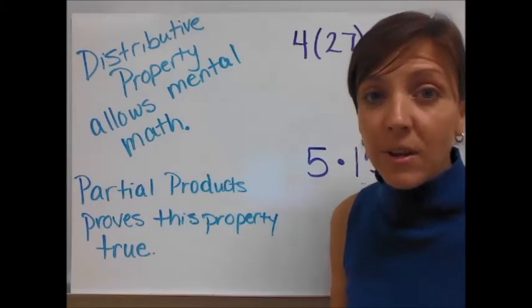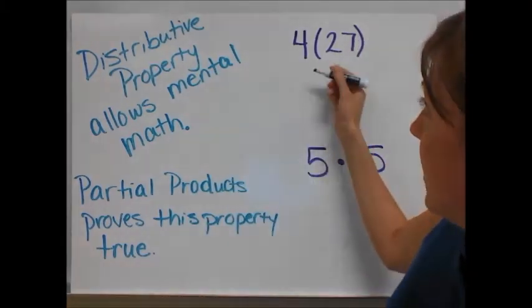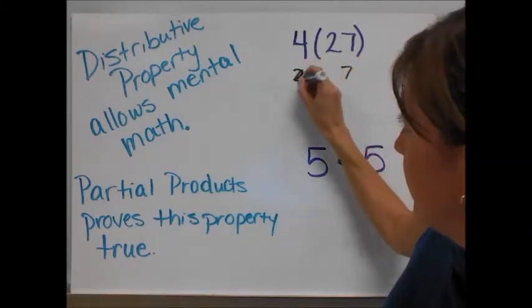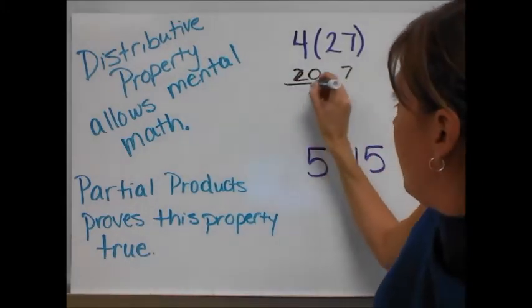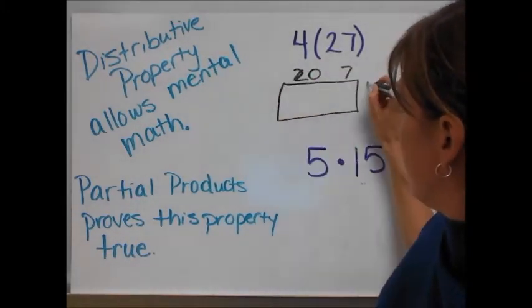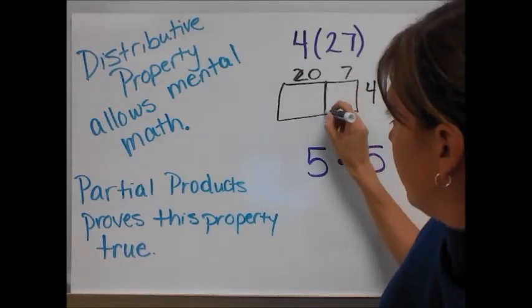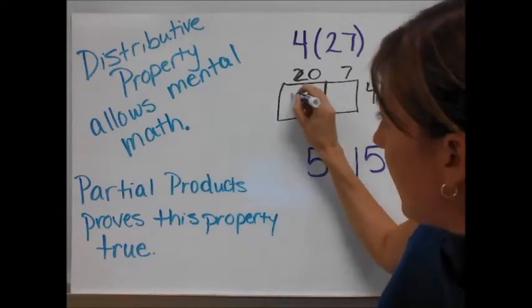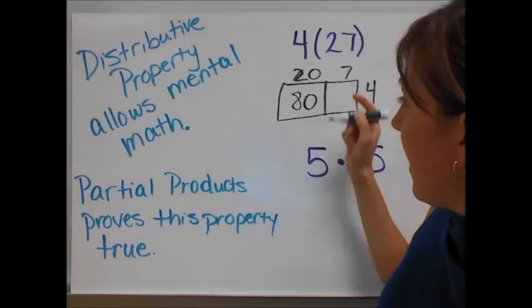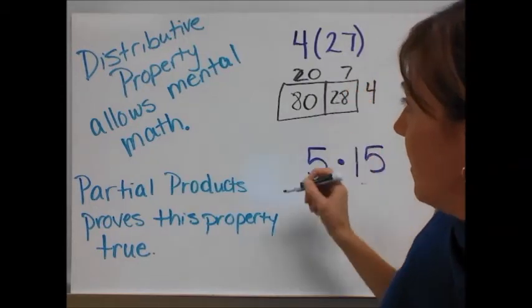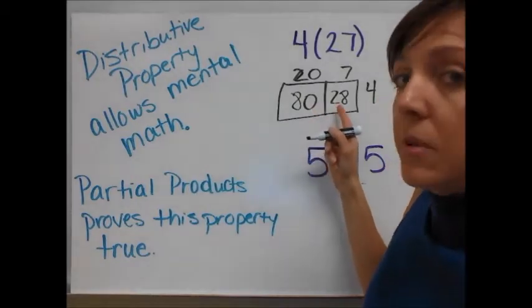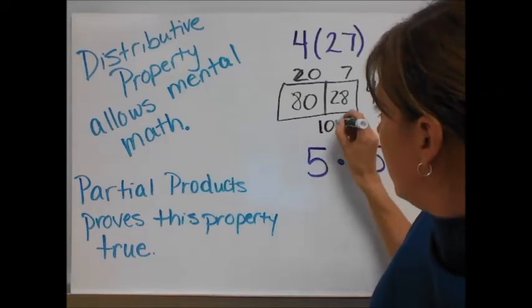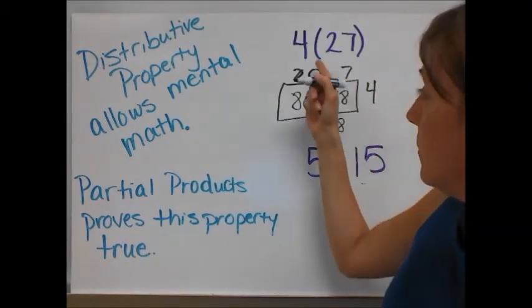Well, I can break that 27 into parts. I can break it into 20, and I can break it into 7. And then I'm going to say 4, and put my 4 over here. Okay, and I'm going to say 4 times 20. Well, I know 4 times 2 is 8. 4 times 20 is 80. 4 times 7 is 28. Then I'm going to add the two together. 80 plus 28 is going to give me 108. So 108 is 4 times 27.